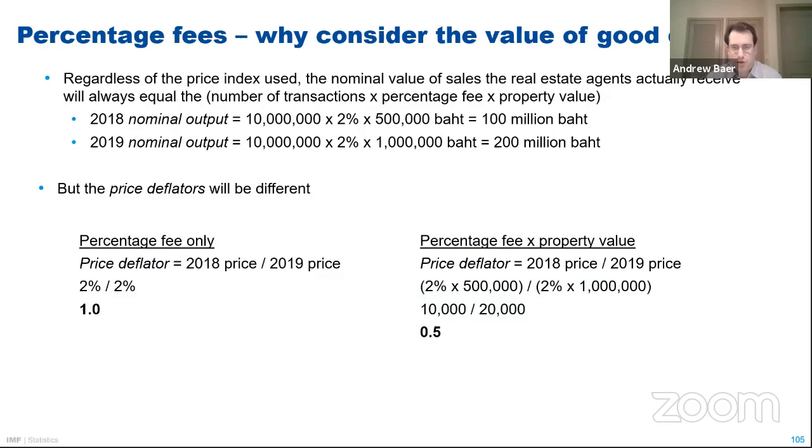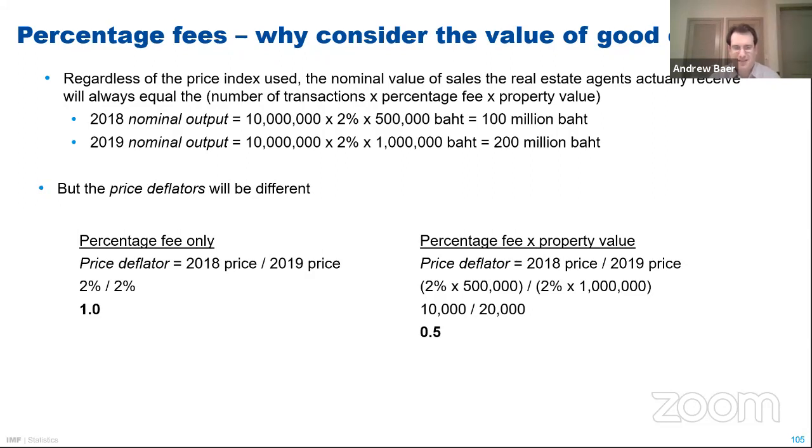Regardless of the price index used, the nominal value of sales the real estate agents actually receive is going to be the number of transactions times the percentage fee times the property value, right? Because for the average property value, they take a percentage of it, and then it's just how many times they are helping with sales. So the total nominal output is going to equal the calculations at the top of this slide.